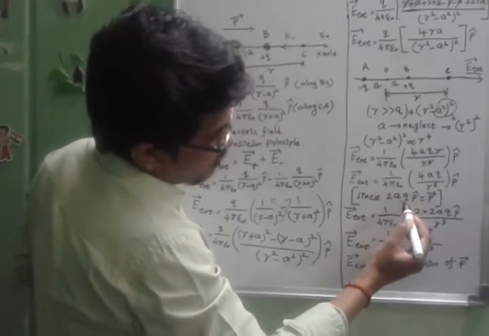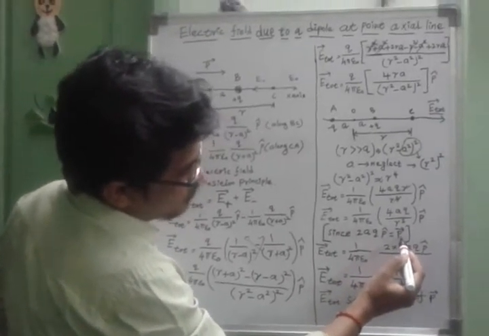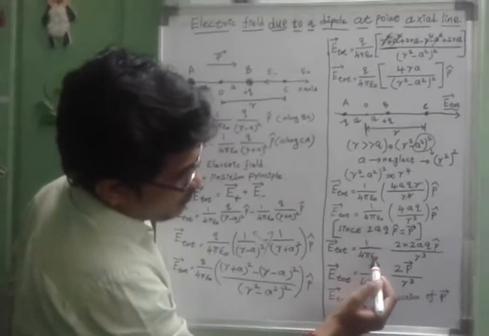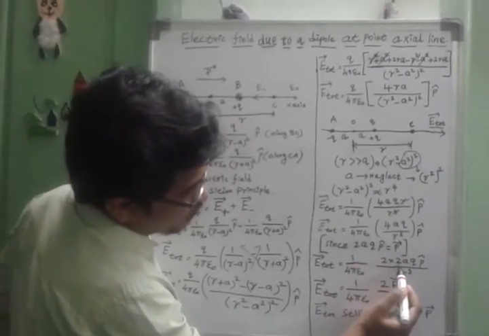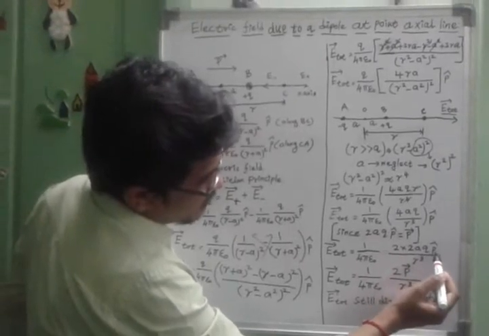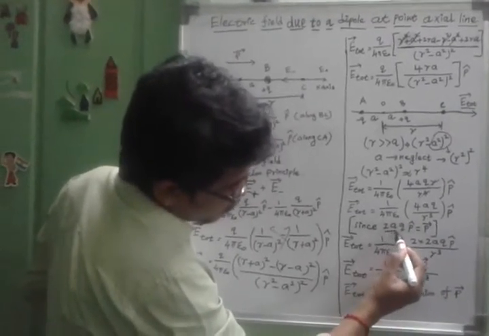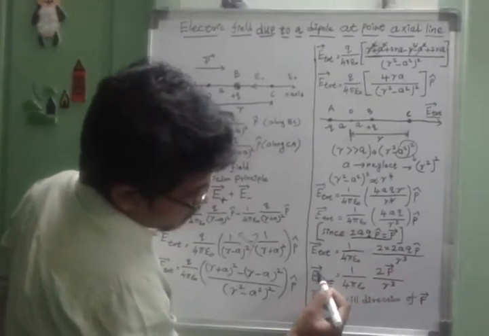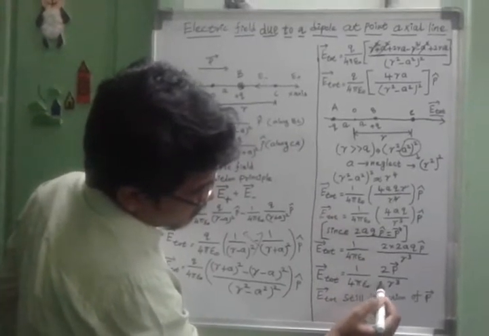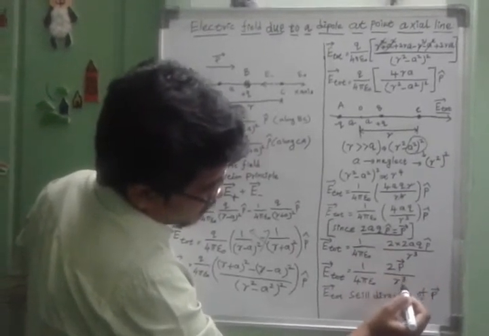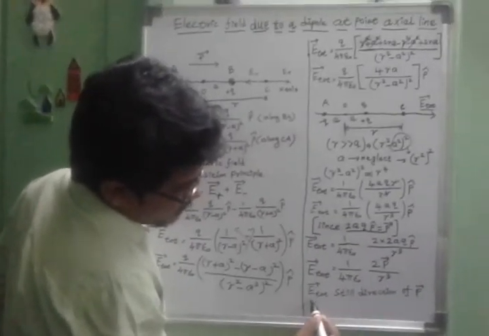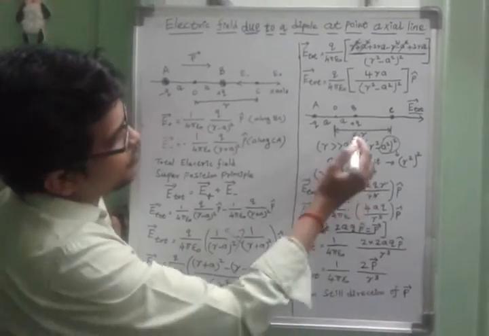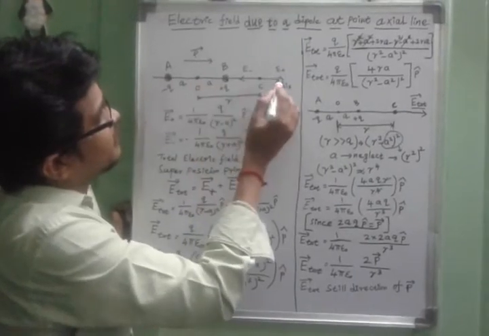Since 2aq p cap is equal to the p vector, the electric dipole moment vector, E total equals 1 by 4 pi epsilon naught, 2 into 2aq p cap by r cube, and substituting p vector, the total electric field equals 1 by 4 pi epsilon naught, 2 p vector by r cube. The total electric field is in the direction of the p vector.